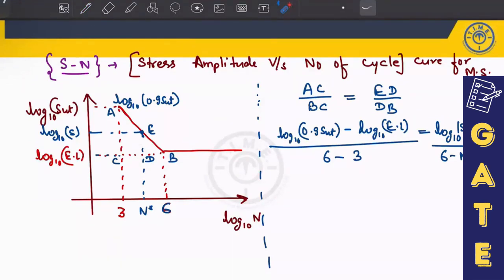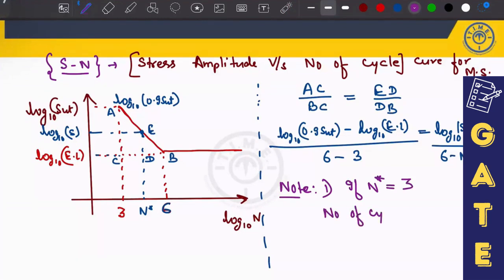One more point I want to mention here. Let us suppose the strength value is given, and based on the strength you have calculated the n star. Write down a note point. Let us suppose if n star you are getting as 3, then the number of cycles will be 10 to the power of 3.